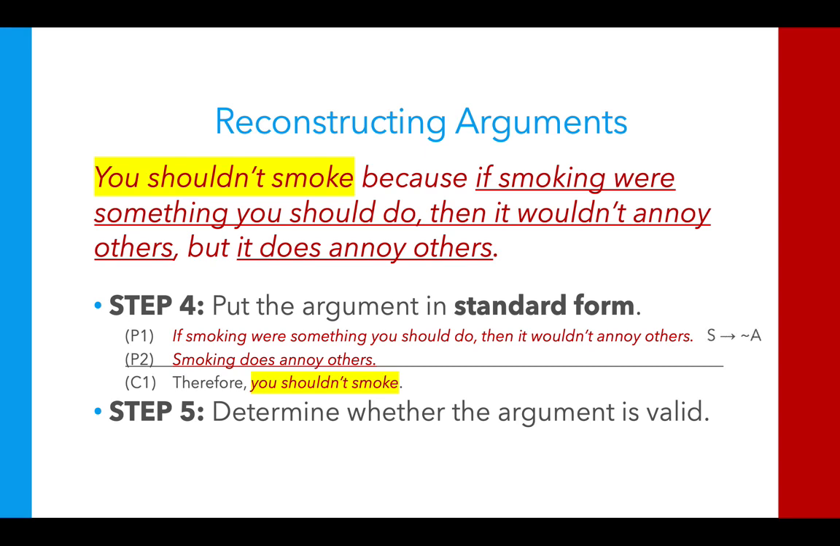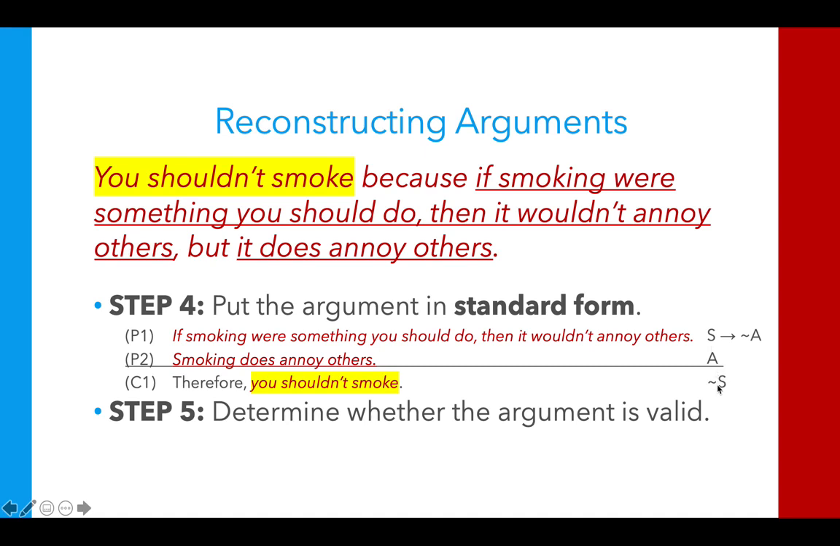So if smoking were something you should do, I've symbolized that as S. If smoking were something you should do, then it wouldn't annoy others. Then it would not be tilde A. It wouldn't be annoying. But smoking is annoying, A. Therefore, not S. Smoking isn't something you should do. You shouldn't do it. That's the negation of S.